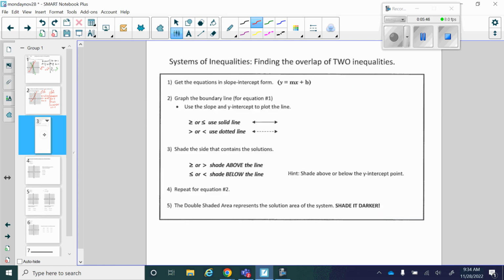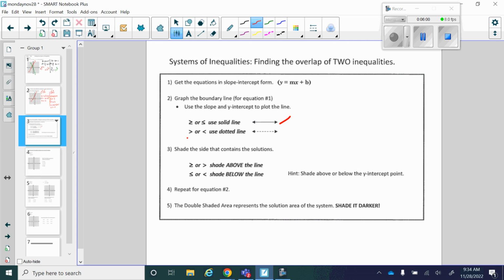Good. Okay, let's review how to draw and find the solution to inequalities. Remember, when we draw an inequality, if it's greater than or equal to, or less than or equal to, we use a solid line. If it doesn't have an equal sign, we use a dashed line. Greater than just means that we shade above the line, and less than just means we shade below the line.